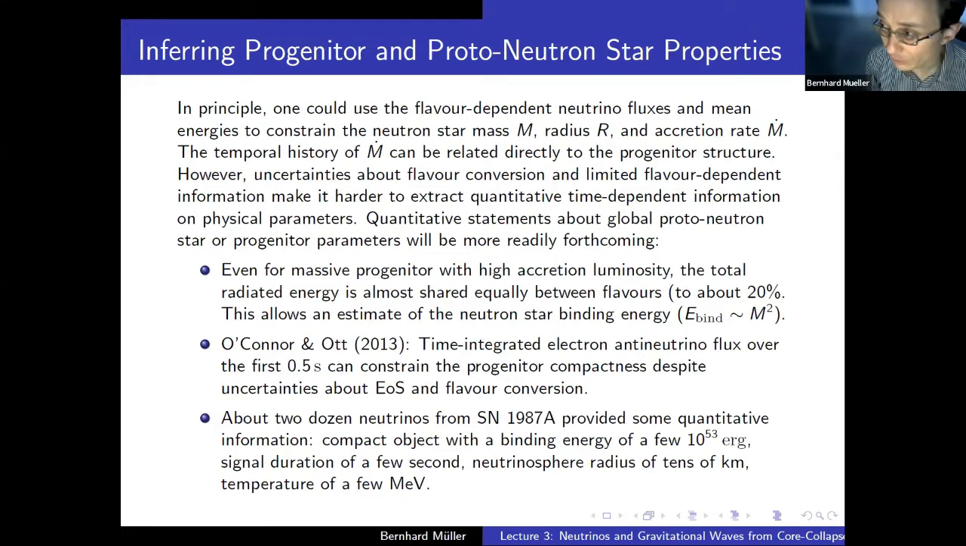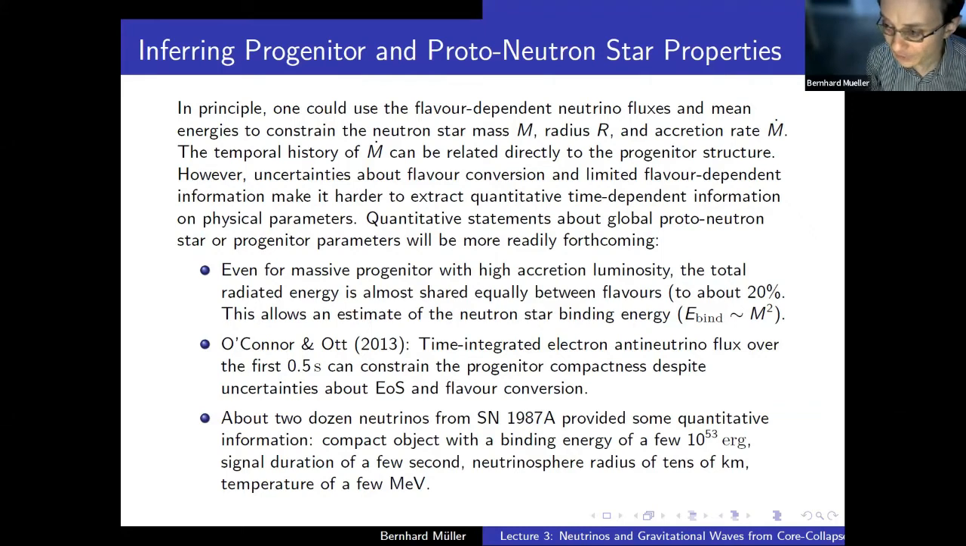If you go a little further and measure the electron antineutrino flux as a function of time, you may be able to pinpoint the progenitor structure, and specifically this compactness parameter, which I introduced in the first lecture to some degree.